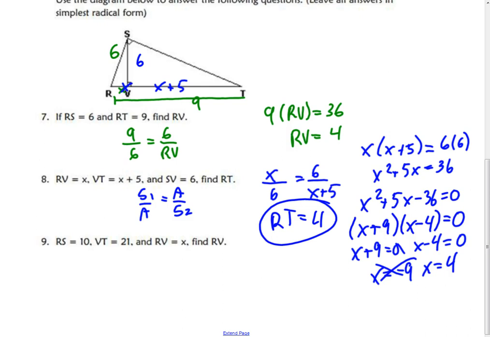Oh, good point. All right, hey, it's not. RT is, what did we find here? We found x, which is 4, and then this is 4 plus 5, which is 9. So good catch. So RT would be 13 instead of 4. That's one of those good final things when you're doing a question: you always go back and make sure you answered the question, which I didn't do, but which you did. So hip hip hooray. All right, good work on that.